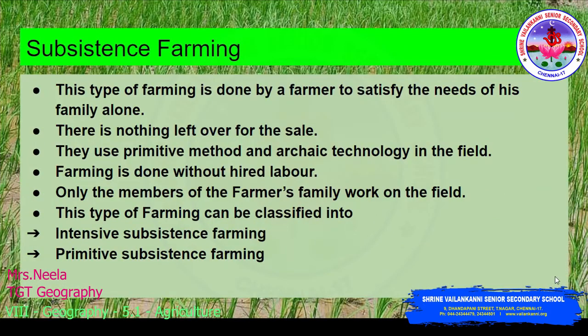Subsistence farming. This is done by the farmers to satisfy the needs of the family alone. Basically they use primitive methods and archaic technology in the field, that is, the ancient methods. They don't use any modern machinery or hire any labor. Only the members of the family work on the field.